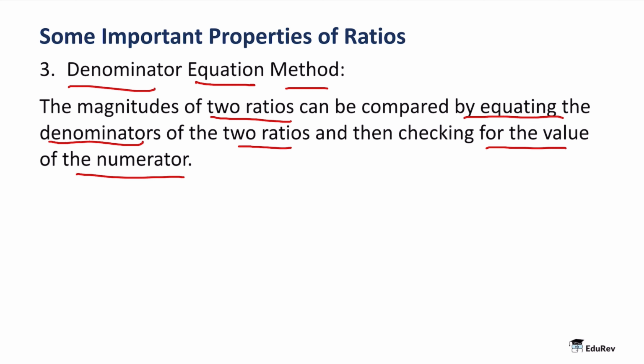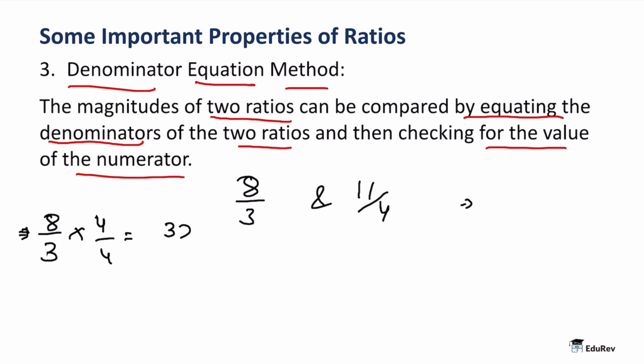Suppose we have to compare 8 by 3 and 11 by 4. First of all, we have to ensure that the denominator in both of these is exactly the same. For 3 and 4, the LCM comes out to be 12. The common multiple that they have is 12, right? So I will move both of these towards 12 as a common denominator. For 8 by 3, I will multiply both numerator and denominator by 4, so it becomes 32 by 12. For 11 by 4, I am going to multiply both numerator and denominator by 3. This comes out to be 33 by 12.